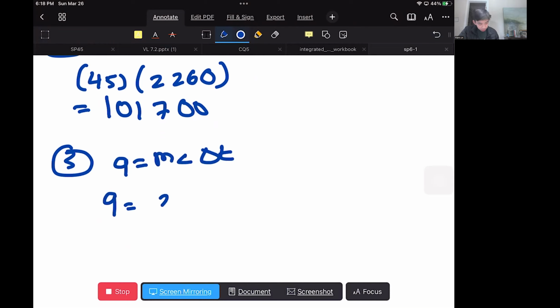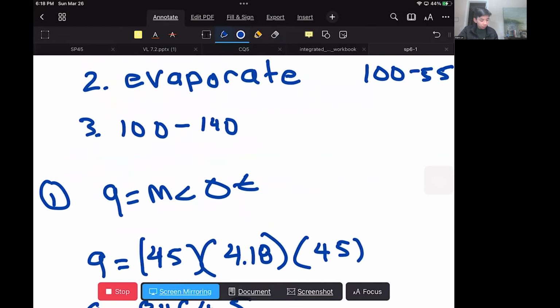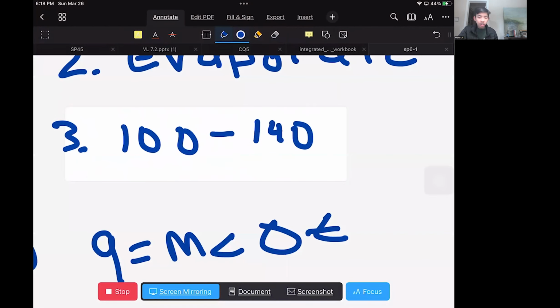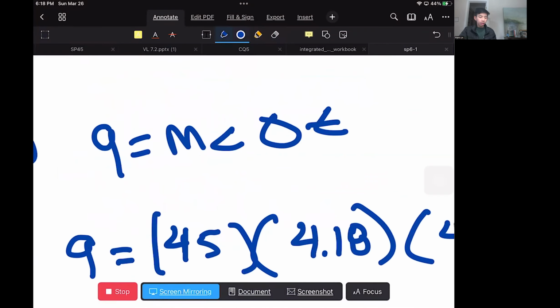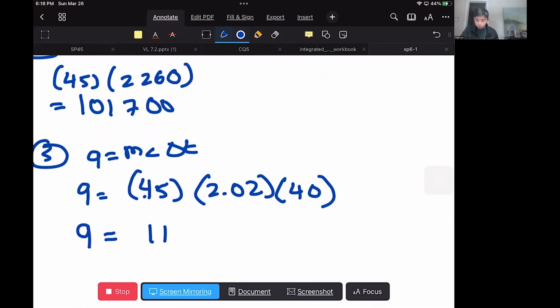Q is going to be 2.02 times the mass, which is 45. C is going to be 2.02. And then the temperature change is going to be 40. The reason it's 40 is because we're going from 100 degrees Celsius to 140, so we have to raise it by 40 degrees. You multiply this out, you're going to get 113,800 joules.